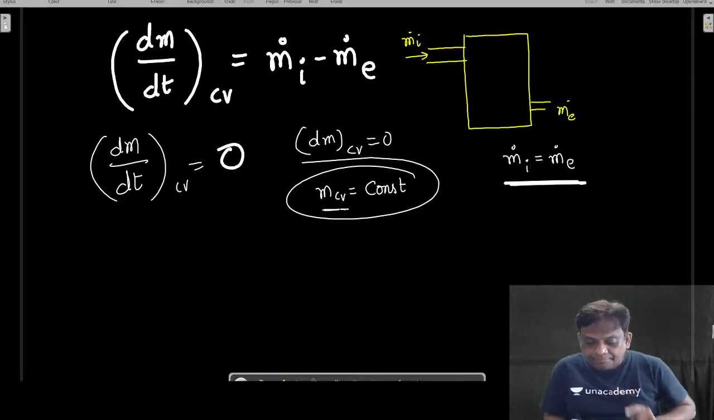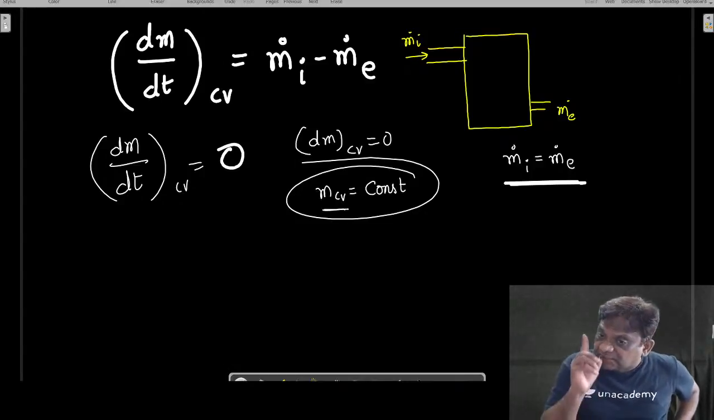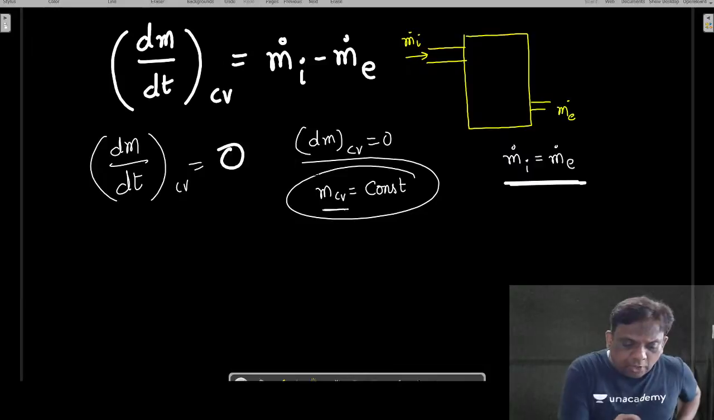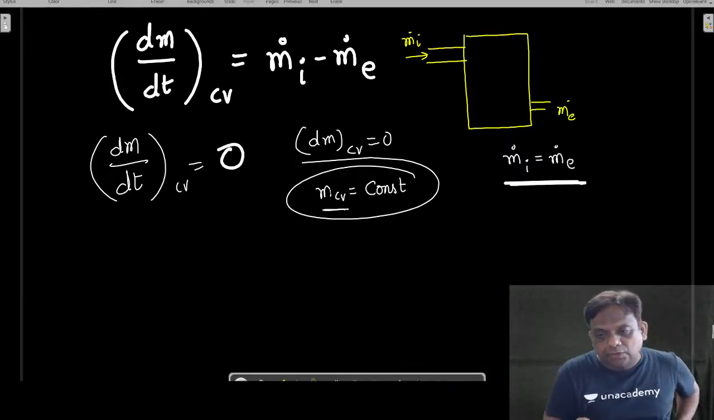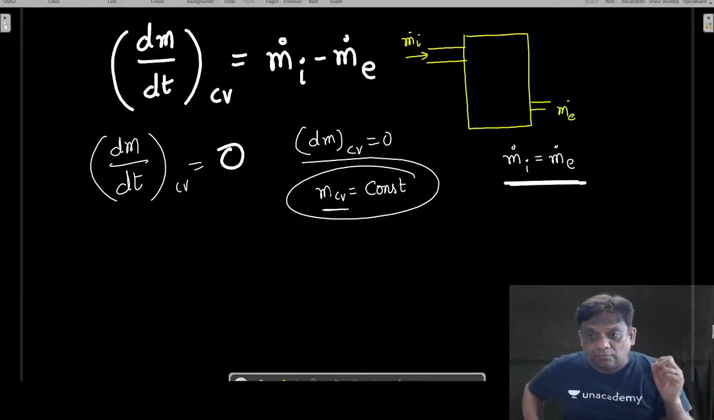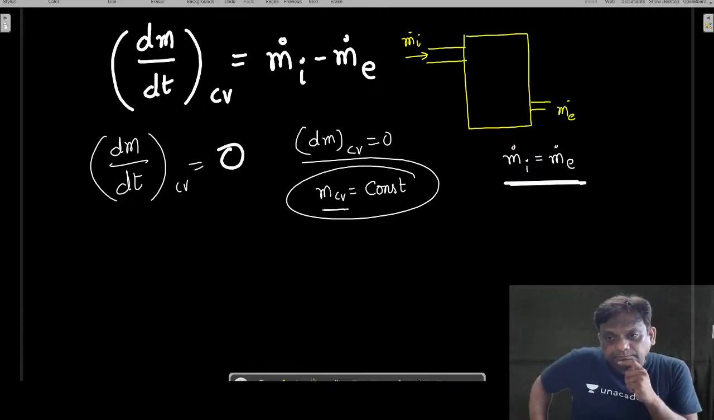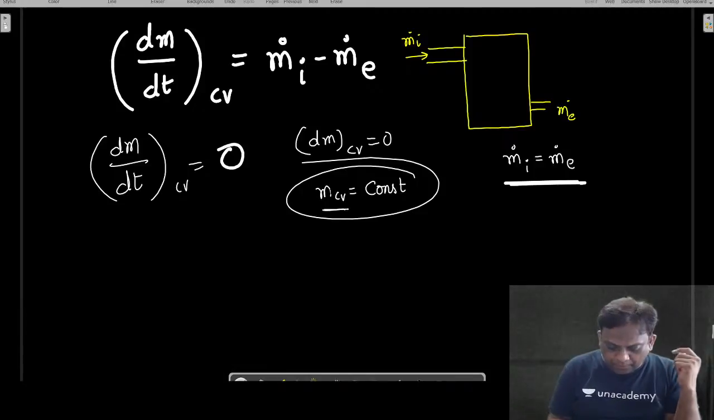Look carefully. It is not mass rate. I have not put m dot. I said mass in the control volume is constant. Is it clear, my dear students? Wonderful. No problem at all.